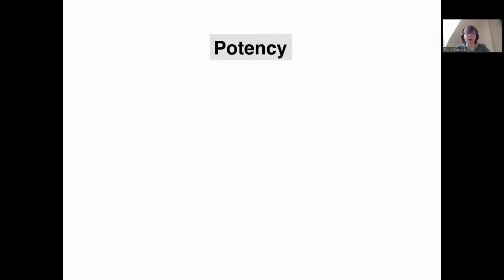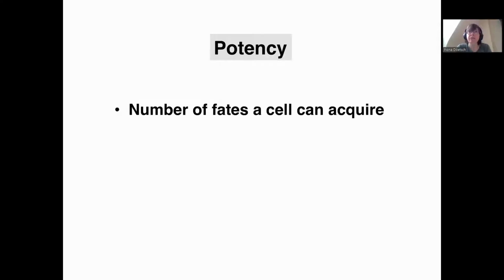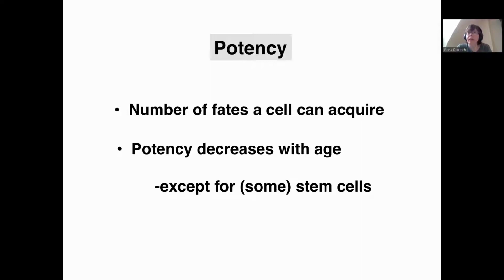So the first concept that's really important is that of potency. So what's potency? Potency, very briefly, is just the number of fates that a single cell can acquire. So potency decreases with age. So during an embryo, the cells are more potent than in an adult. And the cells which escape this rule of decreasing potency are stem cells.